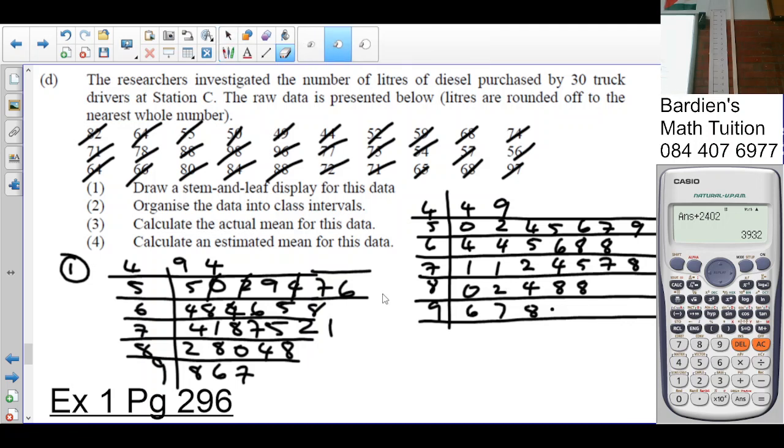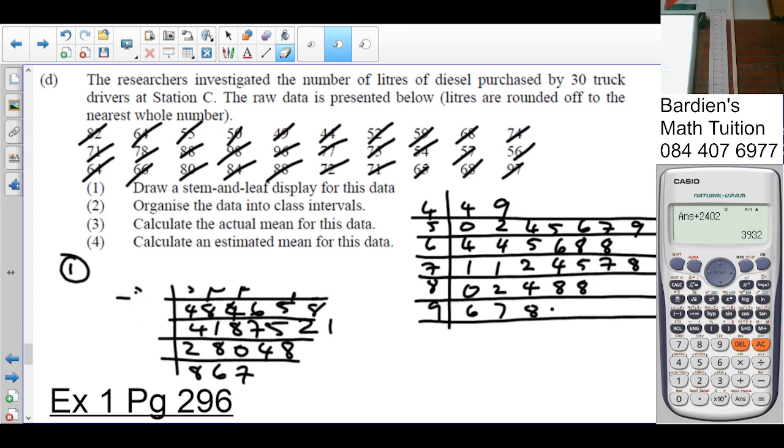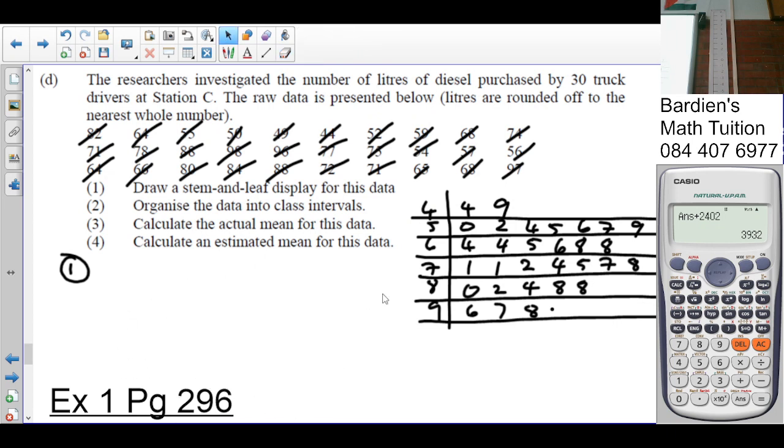So this is now your sorted stem and leaf diagram. What must I not forget to write? The key. You choose any number, 6|4 is going to be equal to 64, so the person that's looking at this data knows what they're referring to.